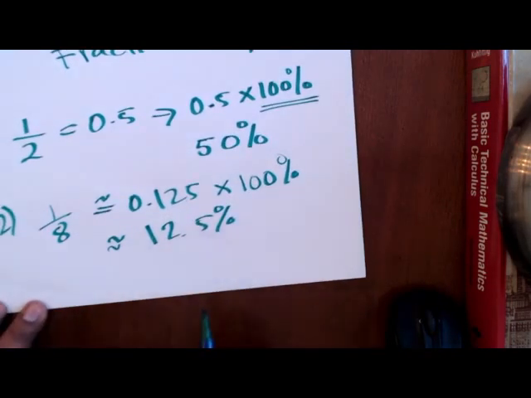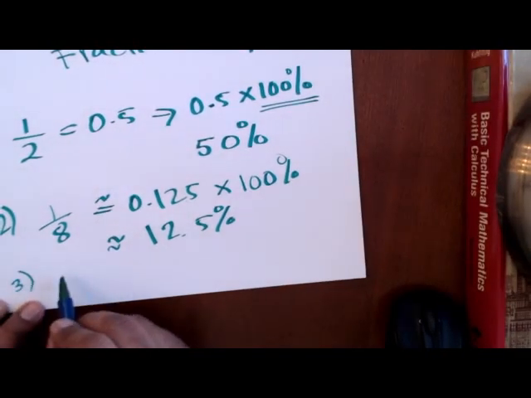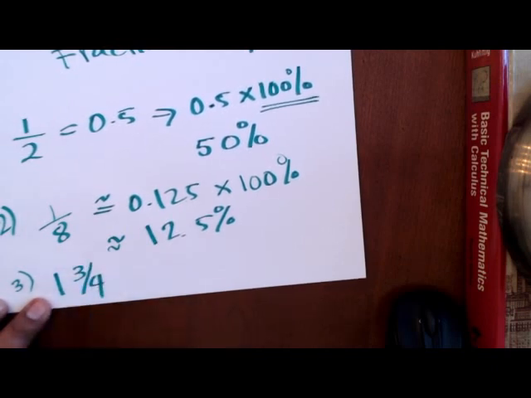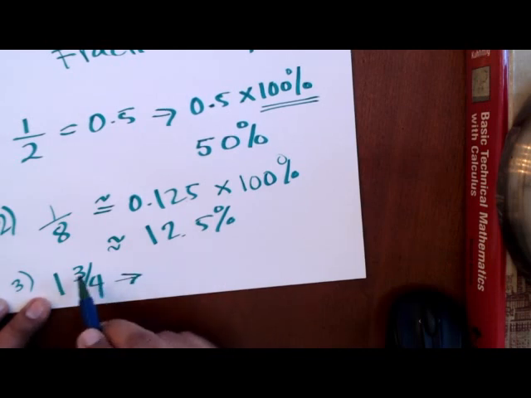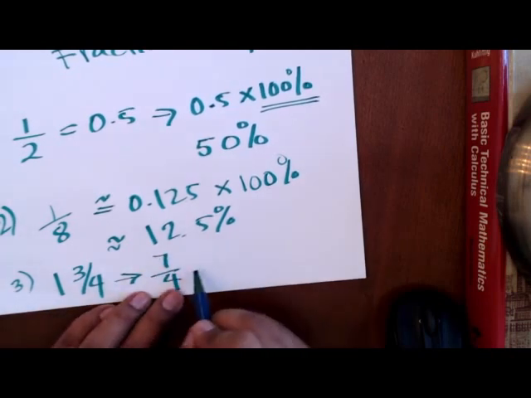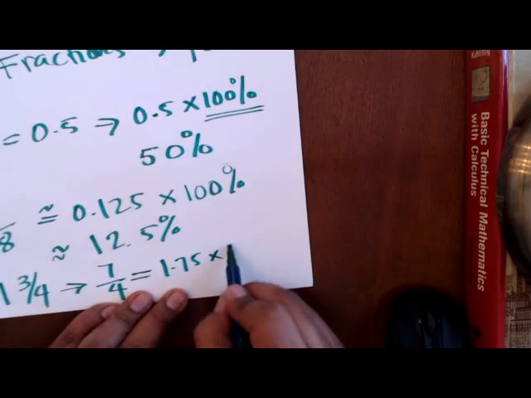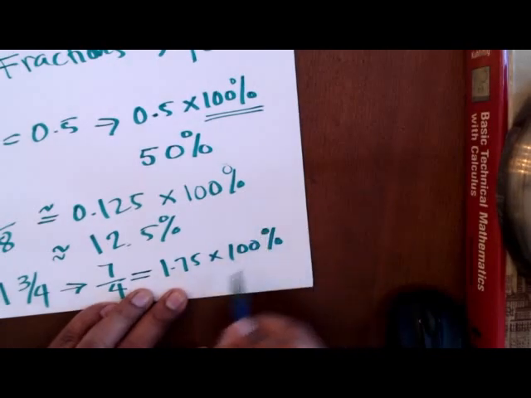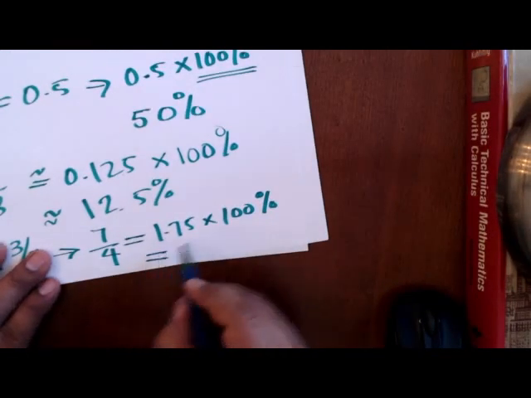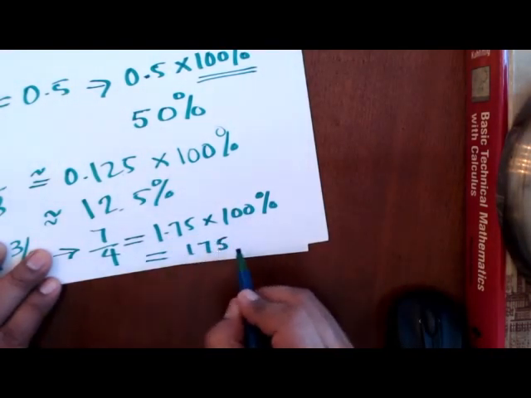And let's do one more example here. 1 3/4, make it into a fraction. So we do 1 times 4 plus 3 is 7, so 7/4. Then we can use the calculator and we get 1.75 times 100%. And that gives us, moving these 2 points, 175%.